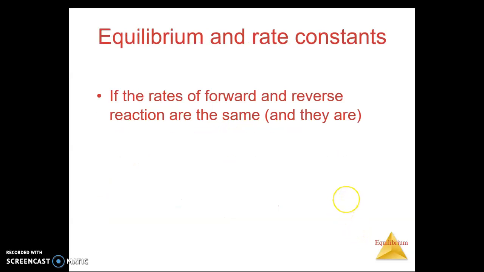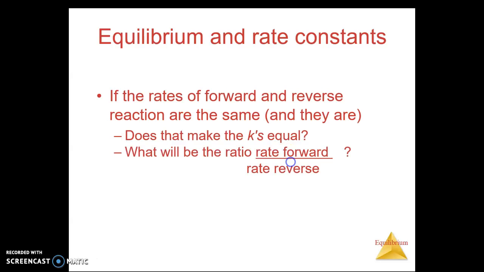Now, equilibrium and rate constant. So we're out of steady state. You won't be tested on that. Just wanted to make that clear. The rates of forward and reverse reaction in an equilibrium are the same. Does that make the K's equal? I think you probably can answer that question. No, not necessarily, from what you saw with the NO2 and N2O4.